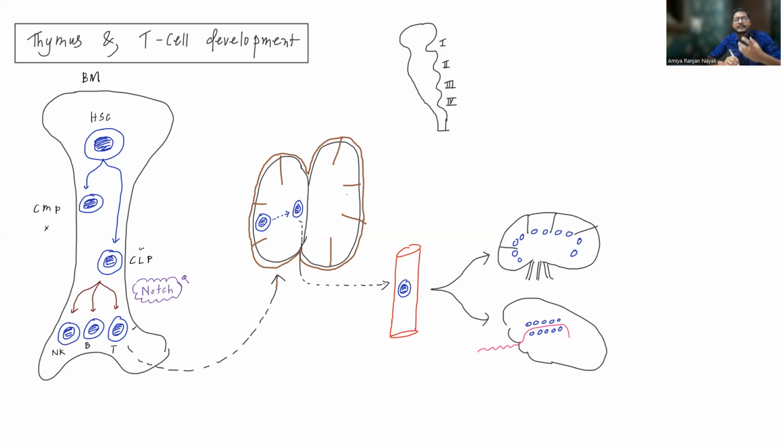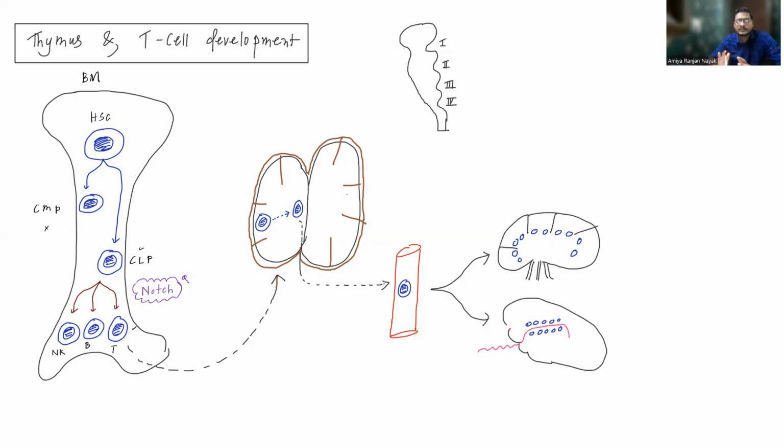Basically these lymphocytes will have the Notch receptor, and when this Notch ligand binds to this Notch receptor, it gives signal to the lymphocytes to differentiate into the T lymphoid lineage. If the Notch receptor or the Notch signaling is not present, they'll go for the B lymphoid or the NK lymphoid lineage. So that is why this Notch signaling is very important for the T cell lineage differentiation.